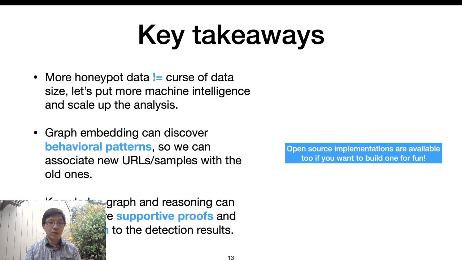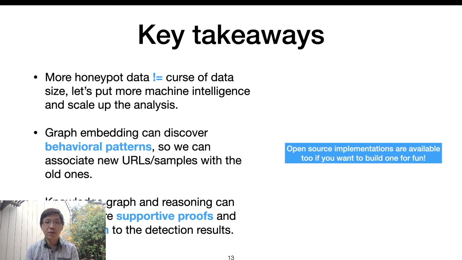When we collect much honeypot data, we want to scale up the data analysis. So we introduce graph embedding to find the correlation between the new samples and the old samples. After the correlation, we want to prove this correlation can lead to causation. We introduce the knowledge graph and reasoning to find the supportive proof and explanations.